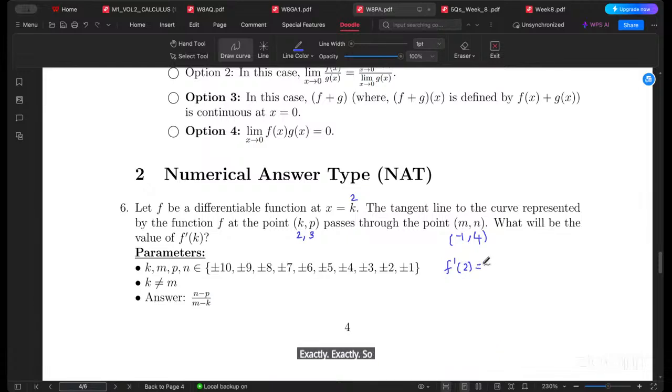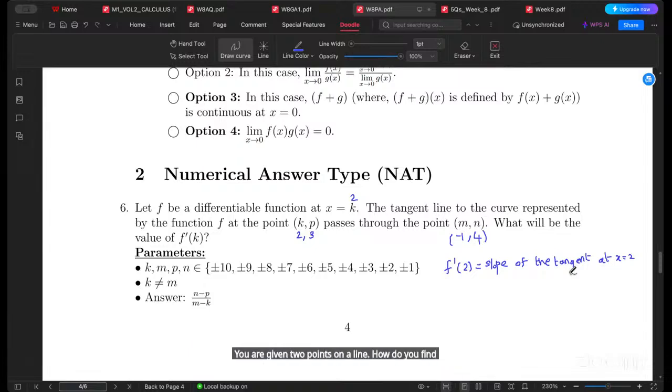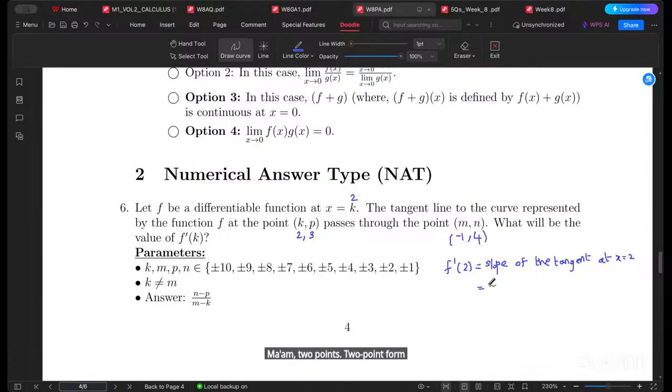So f dash of 2 is the slope of the tangent of this function at x is equal to 2. How do you find the slope of a tangent line which is passing through 2 points? You are given 2 points on a line. How do you find the slope of the line? 2-point formula. Yes. What is that formula?